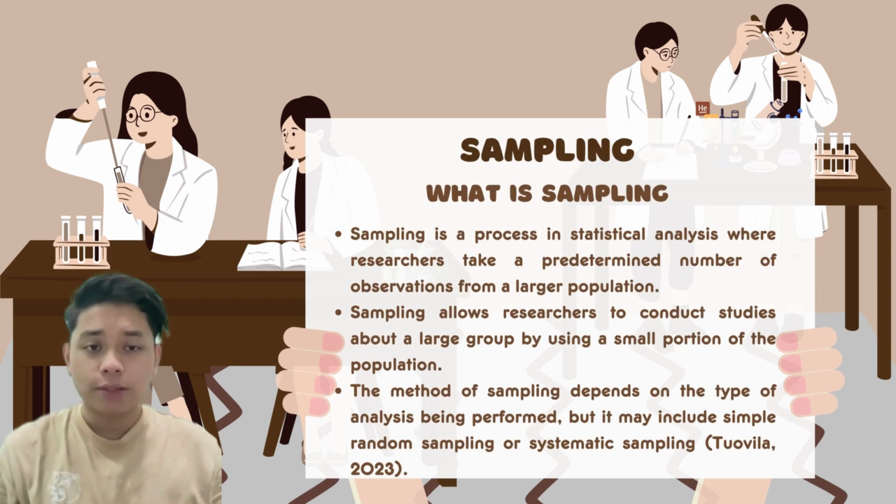Sampling. What is sampling? Sampling is a process in statistical analysis where researchers take a predetermined number of observations from a larger population. Sampling allows researchers to conduct studies about a large group by using a small portion of the population. The method of sampling depends on the type of analysis being performed, but it may include simple random sampling or systematic sampling.